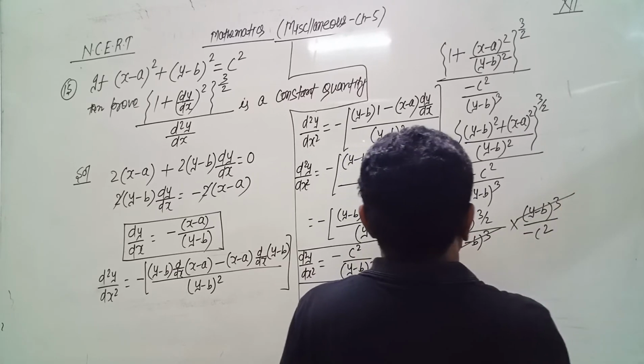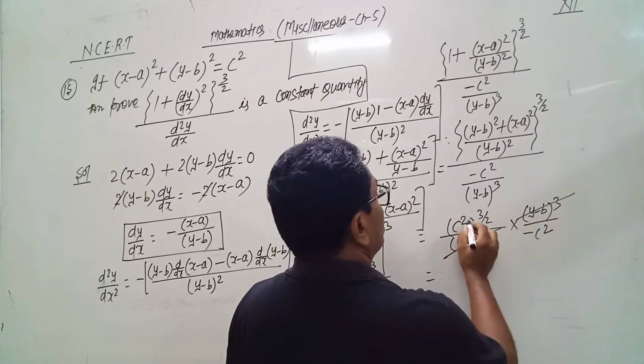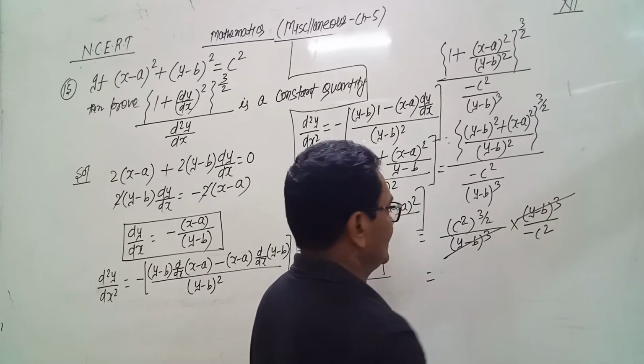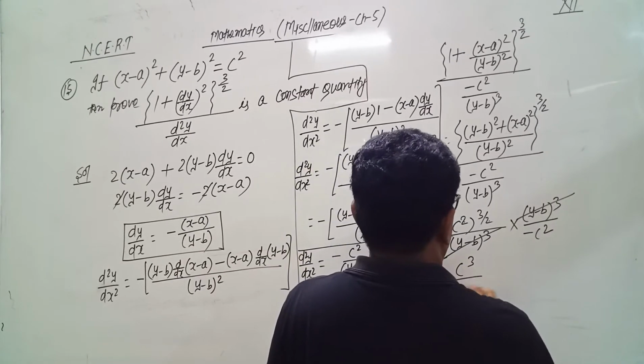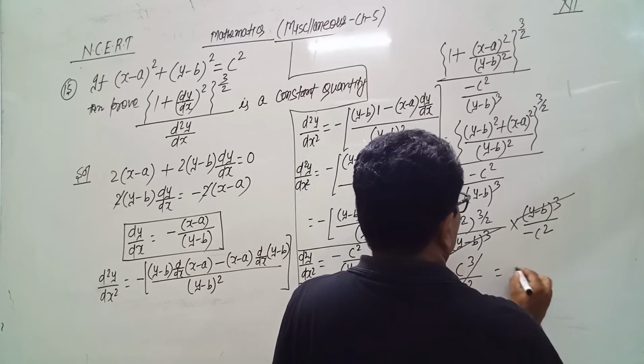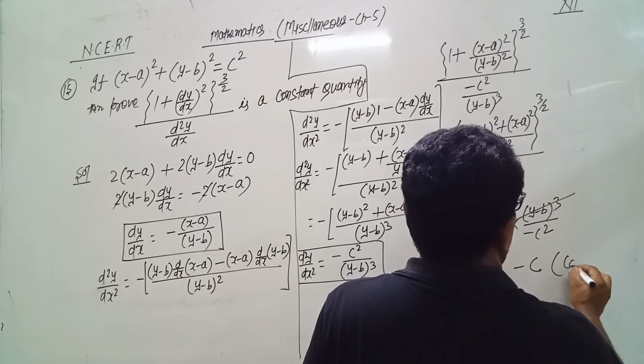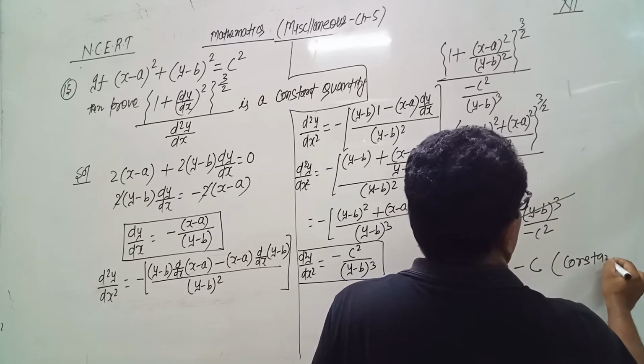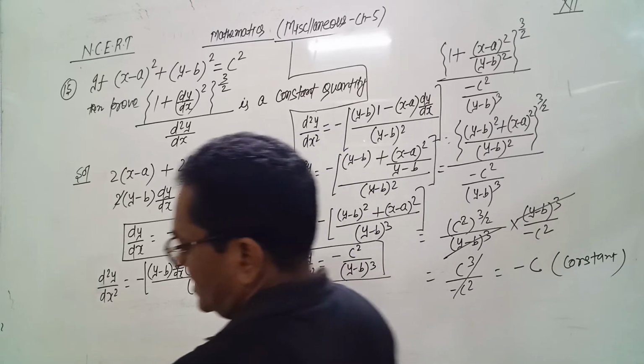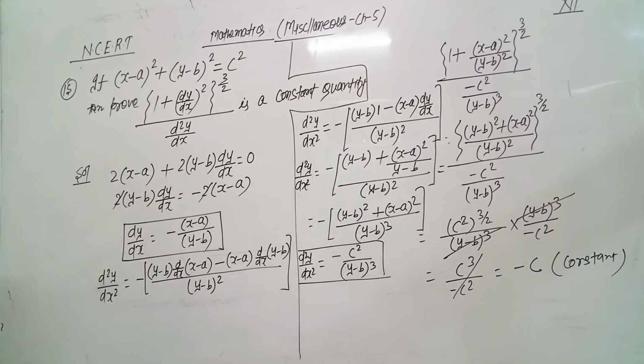So this and this get cancelled, square and 2 cancelled, and it becomes c cube upon minus c square, which gives minus c, which is a constant value. So this proves the result that the value of this is a constant quantity, and minus c is a constant quantity.